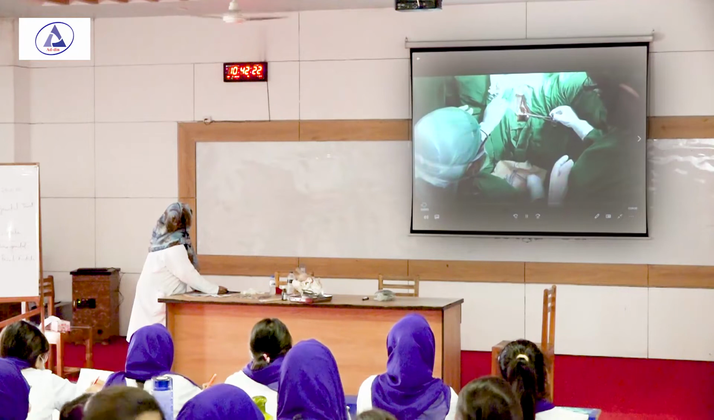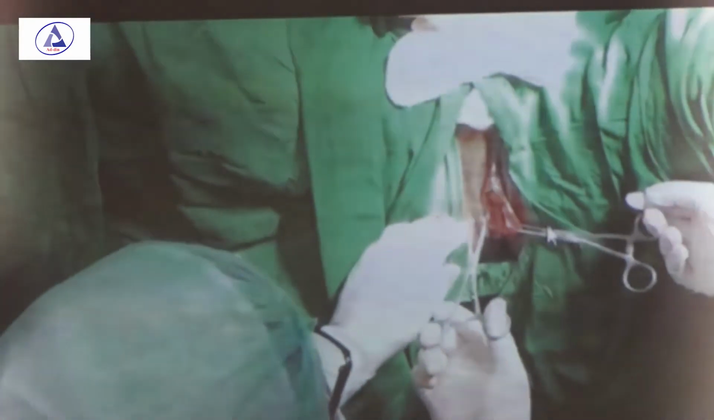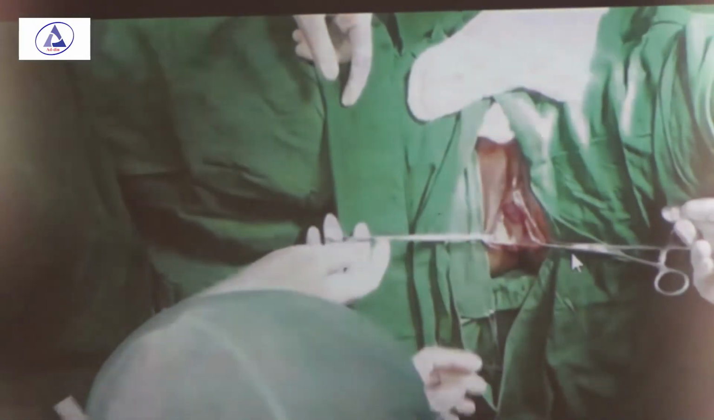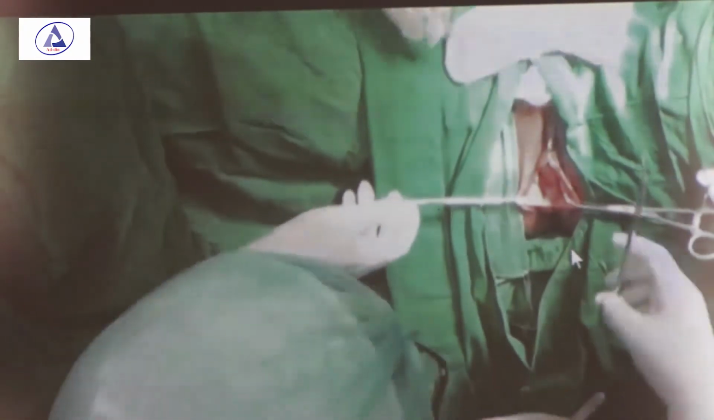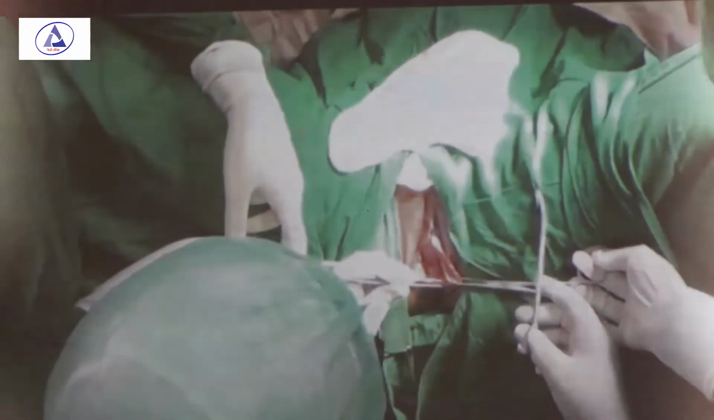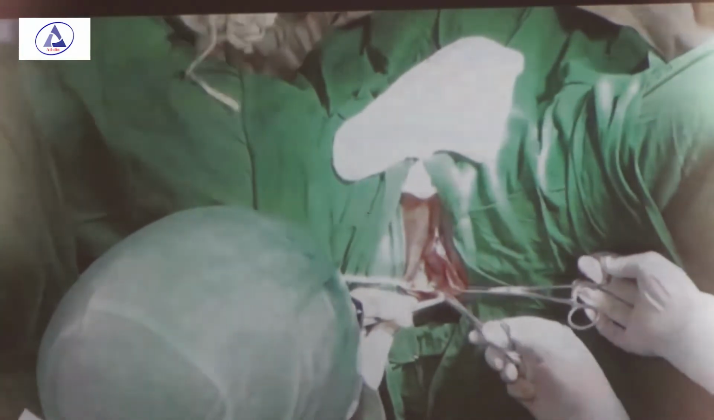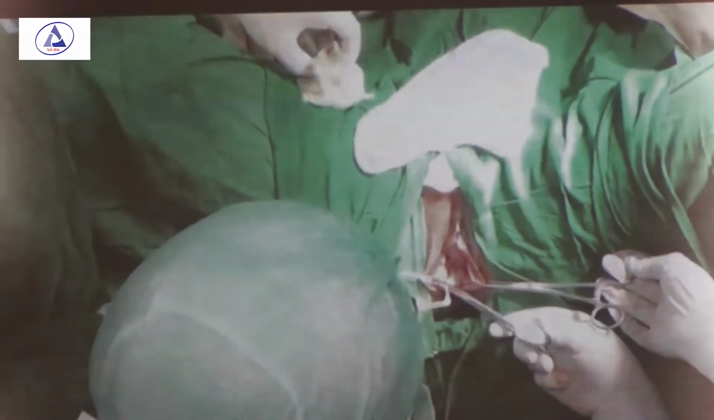Here this is the torn portion of the external sphincter region. And I hold it. What is the instrument? The name of the instrument is Allis tissue forceps. This is the instrument to hold the tissue. I hold this to the region of the external anal sphincter that is torn out. Okay.